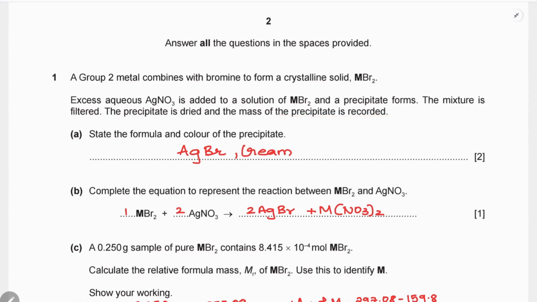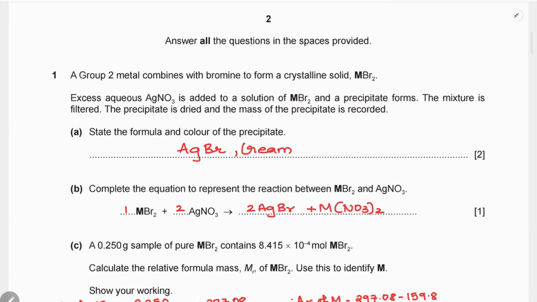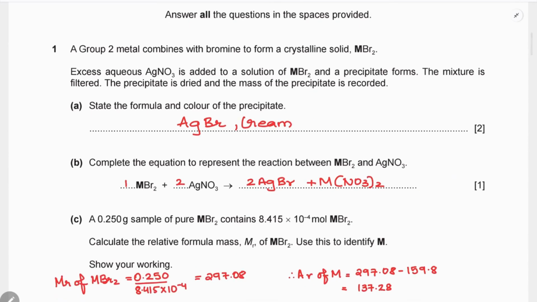So first, we know that it's going to be a crystalline solid of bromine along with a group 2 metal. Now, whenever we use bromide, obviously we're going to get a cream precipitate, as you all know, when excess AgNO3 is added. So state the formula and color if they're asking you. The formula will be silver bromide, AgBr, and the color will be cream. So 1 mark for formula and 1 mark for color.